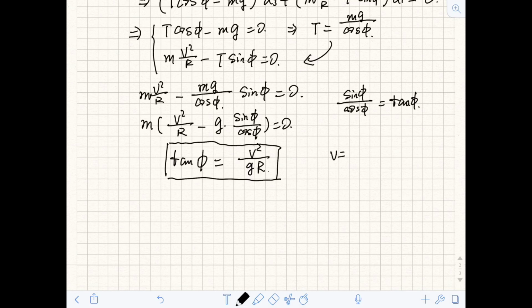Of course, then you can plug in the numbers. v equal to 10 meters per second. If we assume g is equal to 10 meters per second squared, although it's sometimes 9.8, just to make the calculation a little bit easier. And r is equal to 2.5 meters. You can get a value for the angle.